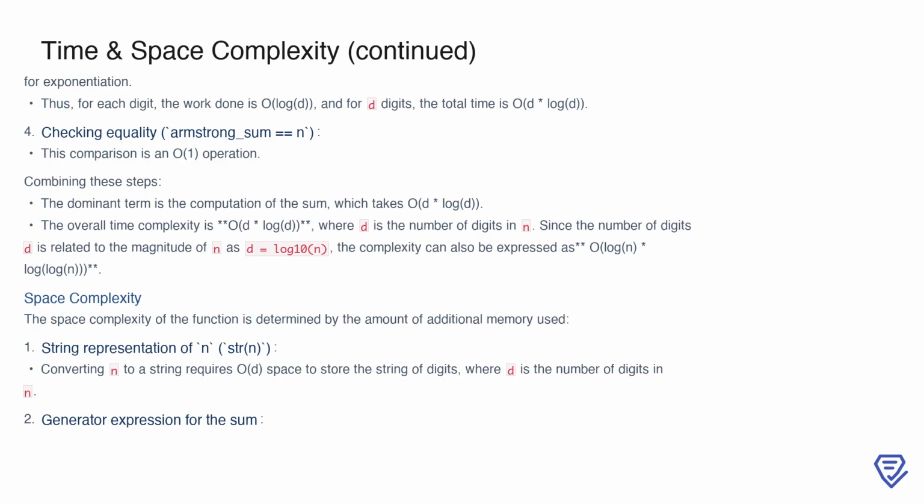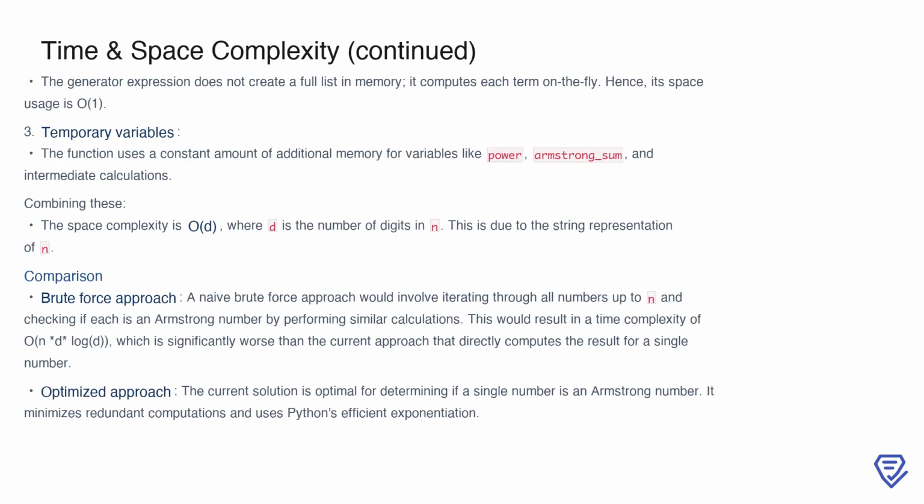Moving on to space complexity, the function's memory usage depends on the storage requirements. Converting n to its string representation requires O(d) space because the string must store all d digits. Additionally, the generator expression used for summing the powers does not create a full list in memory. Instead, it generates each value on the fly, making its space usage O(1). In addition to the string representation, the function uses a constant amount of memory for variables such as power, Armstrong_sum, and intermediate calculations. When we combine all these factors, the overall space complexity of the function is O(d), where d is the number of digits in n.